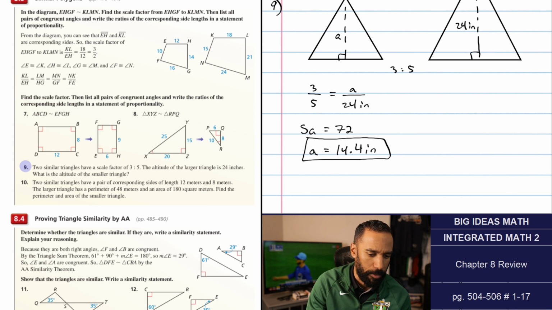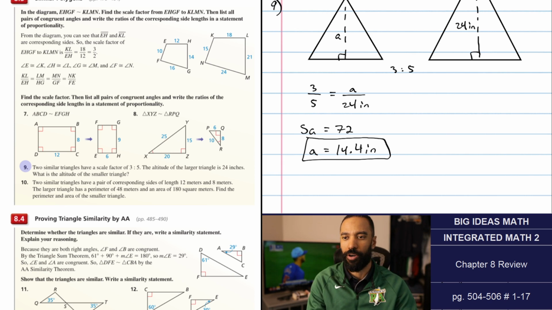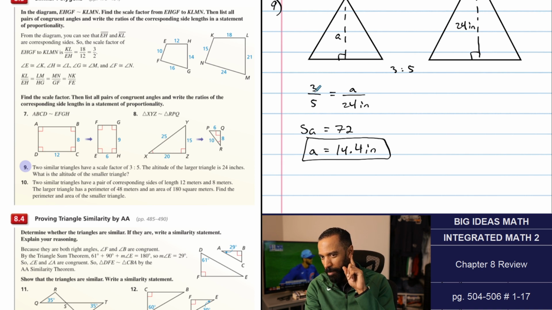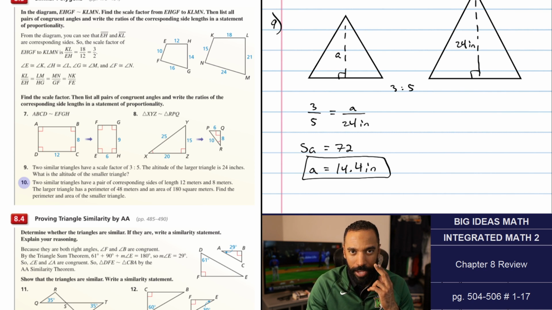Let me use a calculator. Give me 1 second. 72 divided by 5. 14.4. Okay. Something went wrong in my head when I realized 3/5 is 0.6, and 0.6 times 24 can't end in a 5. Okay, guys, we're going to do number 10.